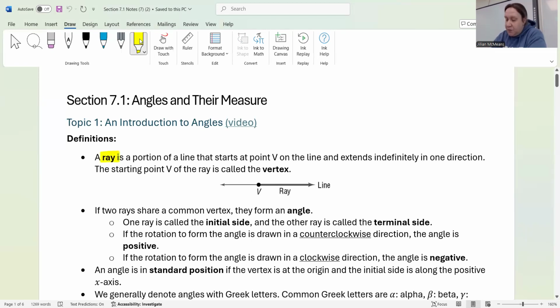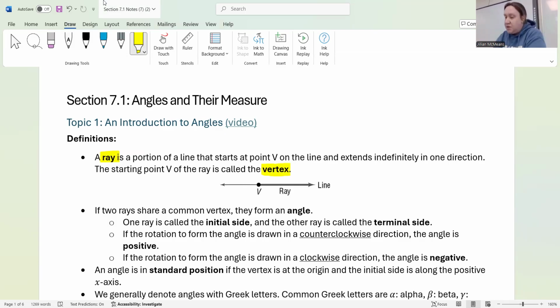A ray is a portion of a line that starts at a point V on the line and extends indefinitely in one direction. The starting point V we call the vertex. So we have a ray and a vertex, and we have a little image down here that shows what's going on. We have a line, and in case you're unfamiliar, the formal definition of a line is that you extend in opposite directions indefinitely. There's no endpoints. You just go forever in opposite directions.